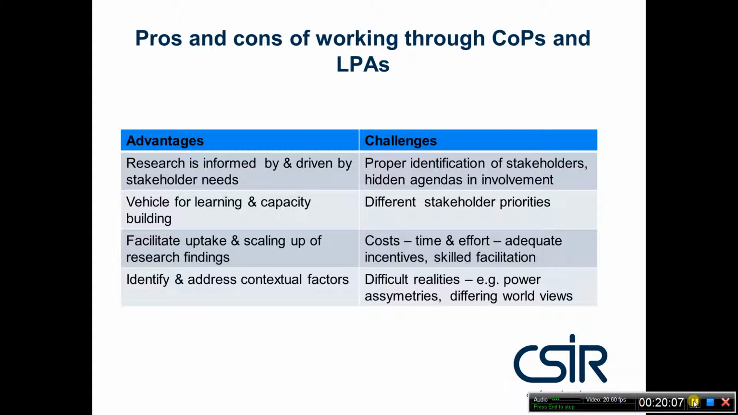in a research process. For instance, some people who should participate in a research process might be hindered from doing so through local power dynamics. And LPAs and COPs are meant to be viable for learning and capacity building. But then in the real world, you find that there are different stakeholder priorities. Some farmers would rather be doing something else, while others would rather be focusing on something else. And these different stakeholder needs can make it difficult to structure learning and capacity building initiatives.